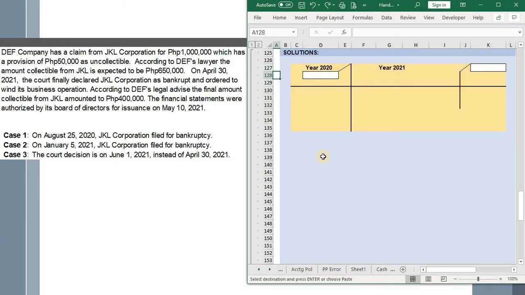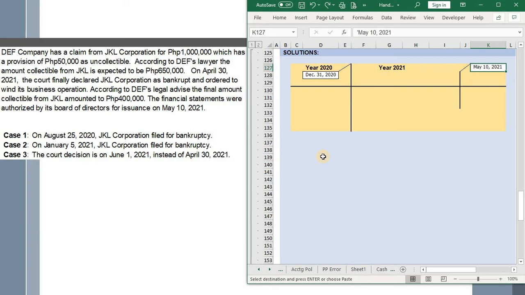The current year, which is the reporting period, is 2020. Then the year subsequent to 2020, of course, is 2021. And assuming the calendar year is the accounting period, our accounting period for 2020 will end on December 31, 2020. And based on the problem, the date the financial statements are authorized for issue is May 10, 2021.